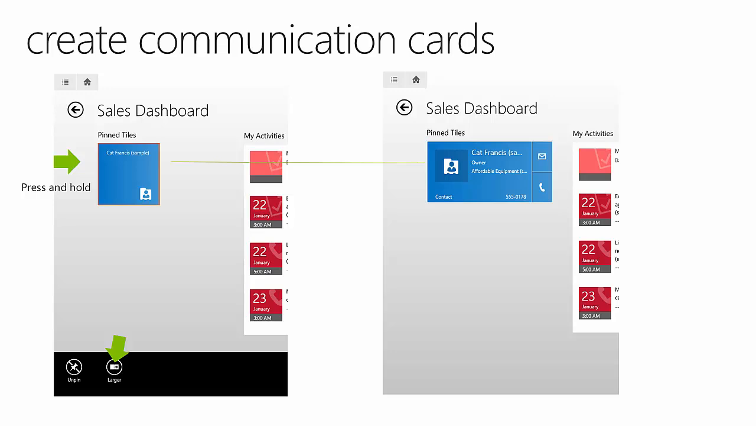Create communication cards. Press and hold a tile on your sales dashboard. When the menu comes up, you can click Larger, which will show you more information and give you what you need to be able to more quickly access that particular contact or account.